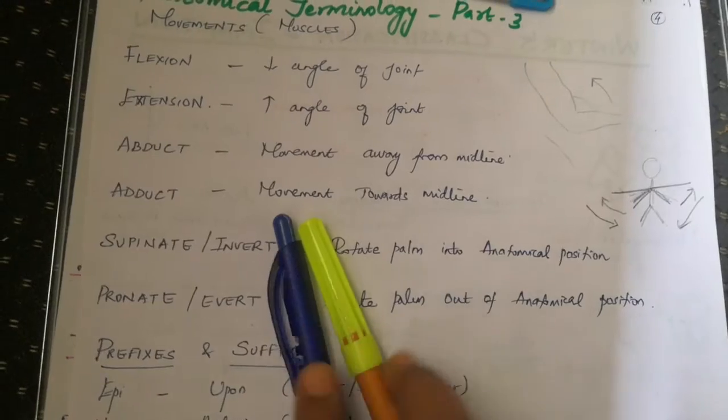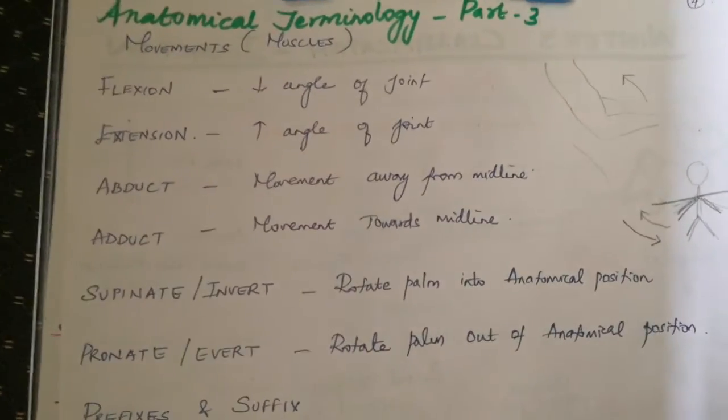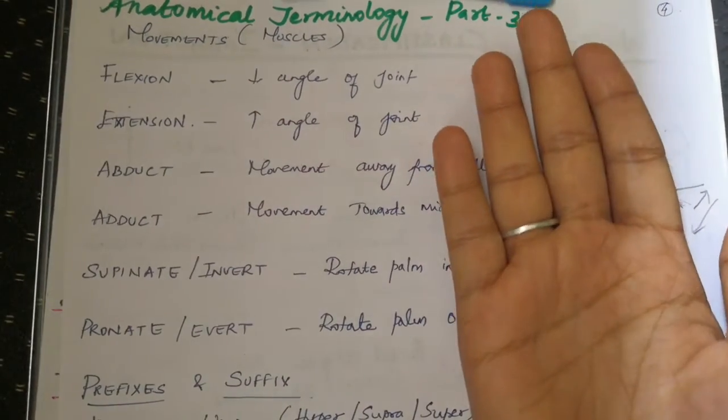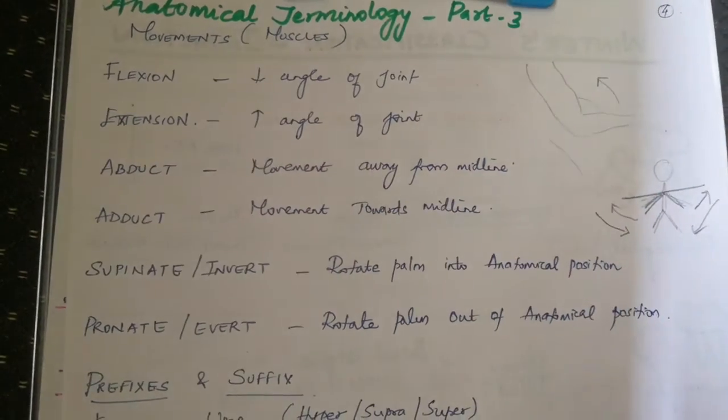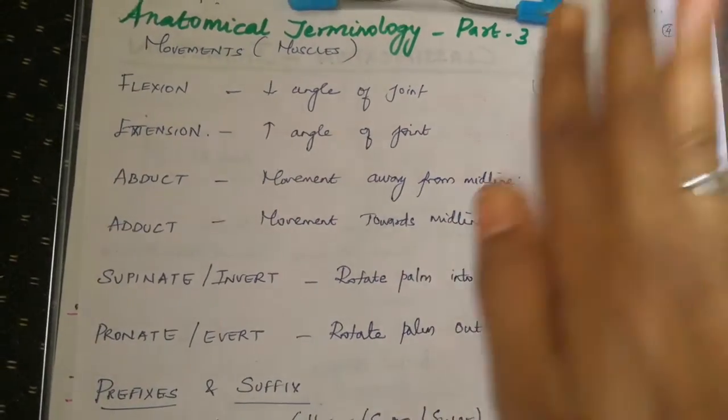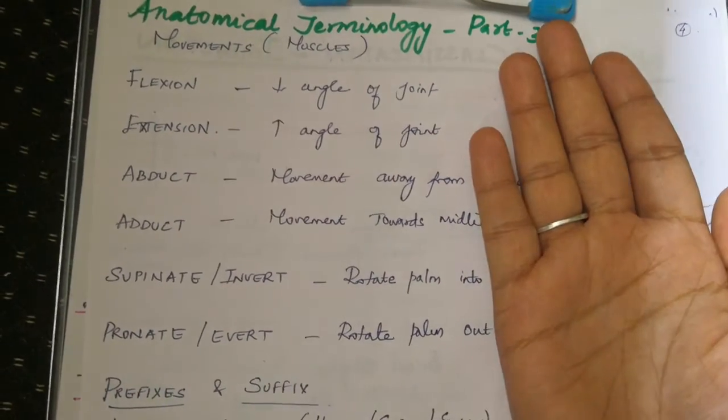Okay, and then next word is supination. Supination means the palm is in the anatomical position like this, facing forward. Pronation means it's the rotation out of the anatomical position, that is, this is pronation, this is supination.